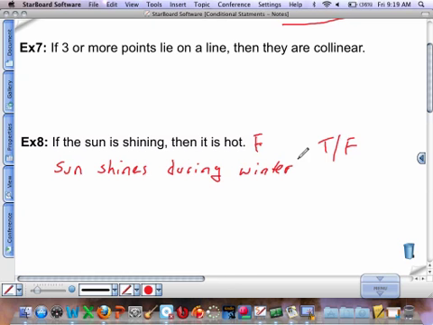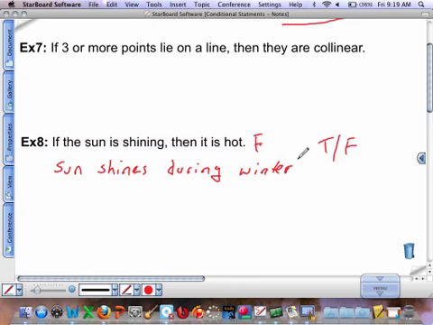So we just went over all the if-then statements, right? You have your converse, inverse, and contrapositive. Converse is if Q, then P. Inverse, if not P, then not Q. And then the contrapositive, if not Q, then not P.